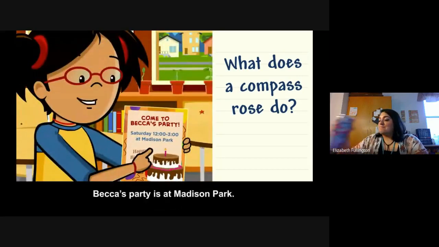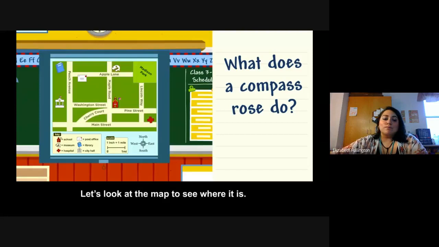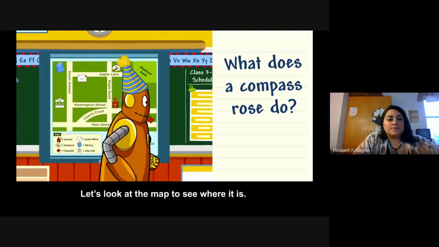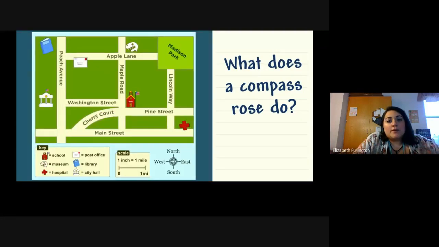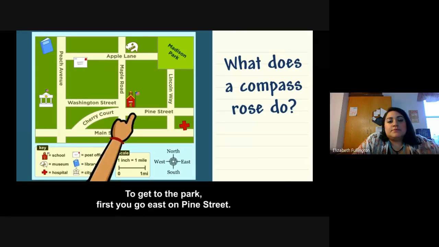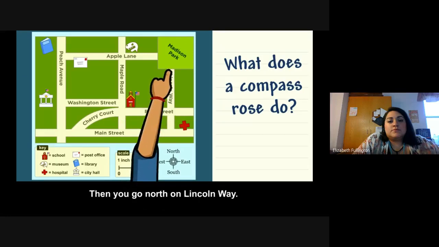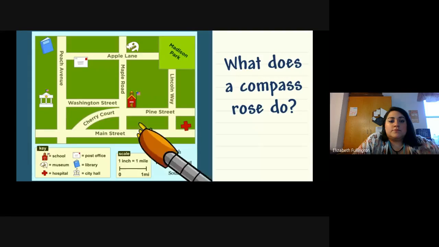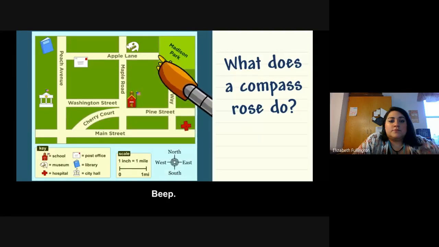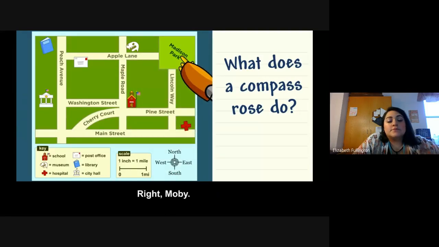Becca's party is at Madison Park. Let's look at the map to see where it is. To get to the park, first you go east on Pine Street. Then you go north on Lincoln Way. Right, Moby. There are different ways to get to the park.